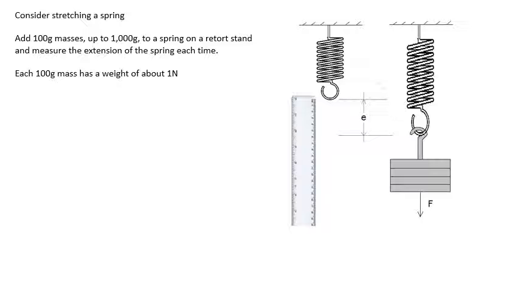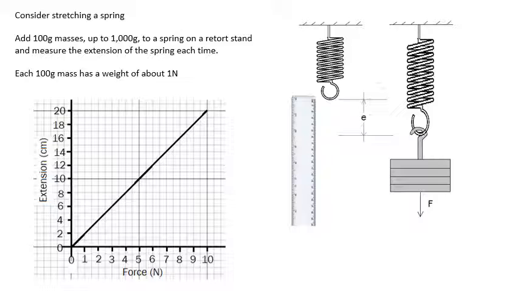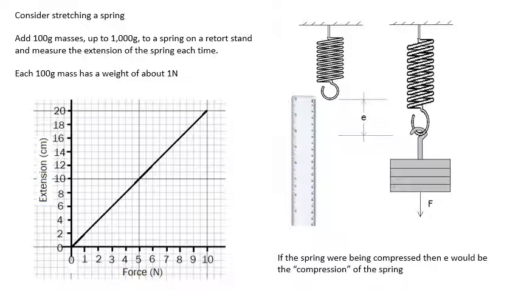So we're going from 0 to 10 newtons, measuring the extension, and we should get a graph that looks something like this. So this is force on the bottom, our independent variable. We've got extension up the side, our dependent variable, and we get a straight line. Now, what does this mean? By the way, before I say that, if you were putting masses on the spring and it was squashing, then little e would be called the compression. So if you're stretching it, it's the extension. If you're squashing it, it's the compression.